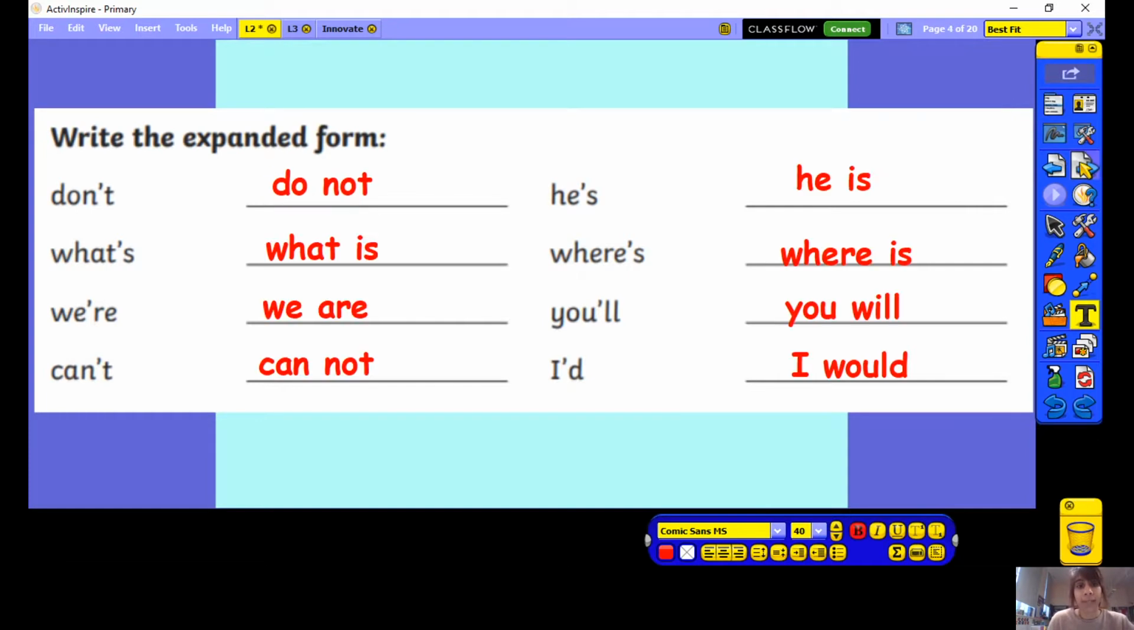Okay, so your answers are as follows. Press pause if you would rather go through them yourself, but I can read them out for you. Don't was do not, as we just did. What's, what is. We're, we are. Can't, cannot. He's, he is. Where's, where is. You'll, you will. And I'd, I would. Okay.